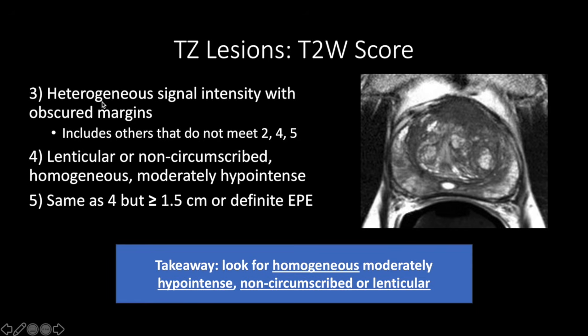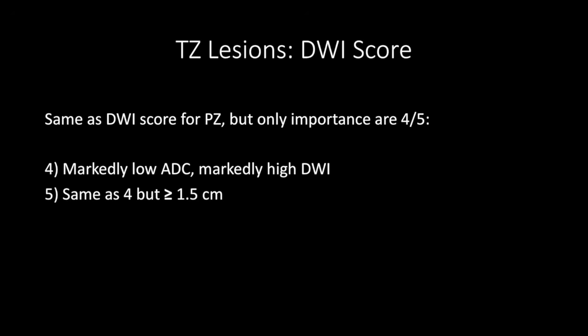Lastly, a score of 3 refers to heterogeneous signal intensity with obscured margins, and also includes other things that don't meet the other criteria that are 2, 4, and 5. The other sequences that matter in the TZ are the diffusion-weighted sequences, and these are scored similar to the way they are in the PZ, but really all that's important is the score of 4 and 5. Again, marked restriction, so markedly hypointense on ADC maps and markedly hyperintense on high B-value DWI images.